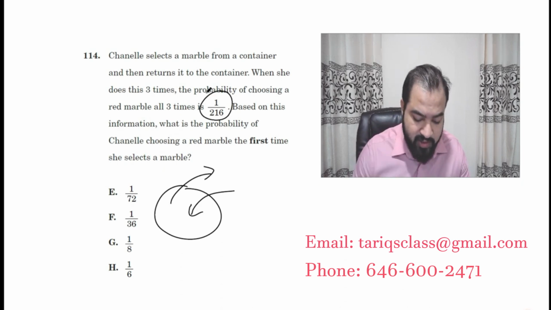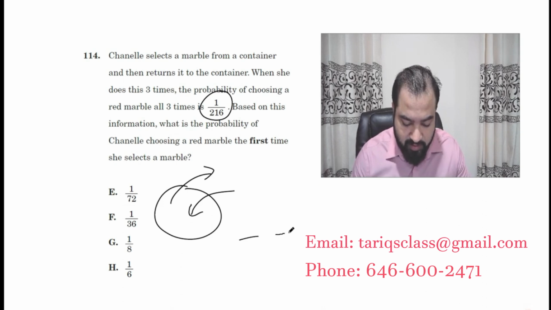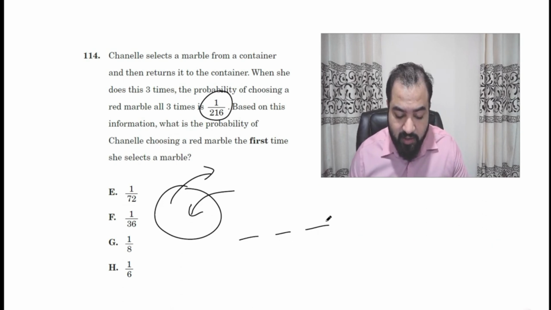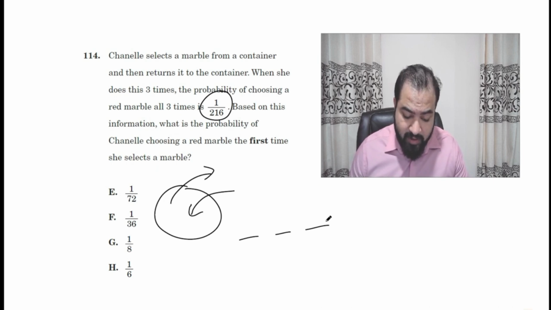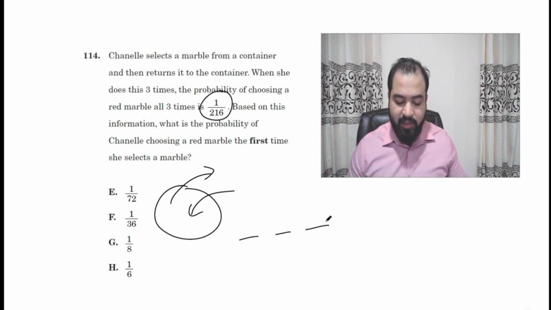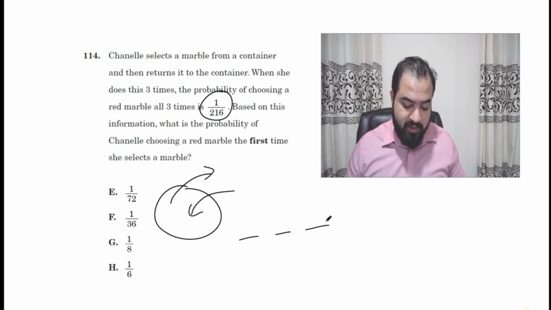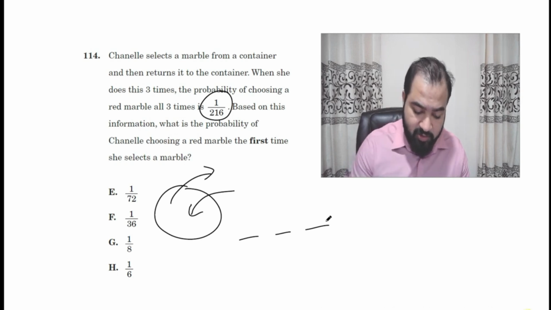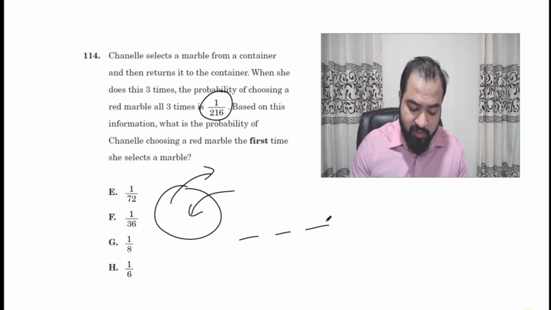All 3 times. So she did it 3 times. The first time, second time, and third time. And then she got 1 out of 216. So based on this information, what is the probability of Chanel choosing a red marble the first time she selects? Let's understand the question: the probability of choosing the red marble all 3 times is this.